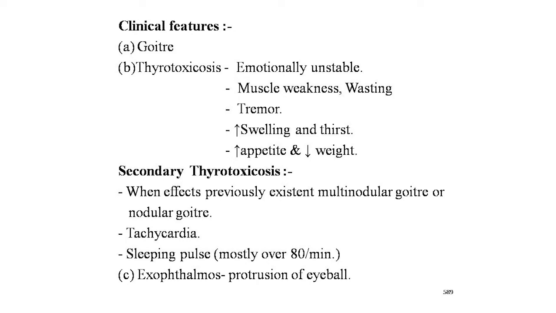These are the clinical features in Graves' disease. Secondary thyrotoxicosis occurs when it affects a previously existent multinodular or nodular goiter. Tachycardia, with sleeping pulse mostly over 80 per minute. That's why in secondary thyrotoxicosis, the sleeping pulse should be counted. Exophthalmos, protrusion of the eyeballs, as we saw in the image earlier in this lecture.